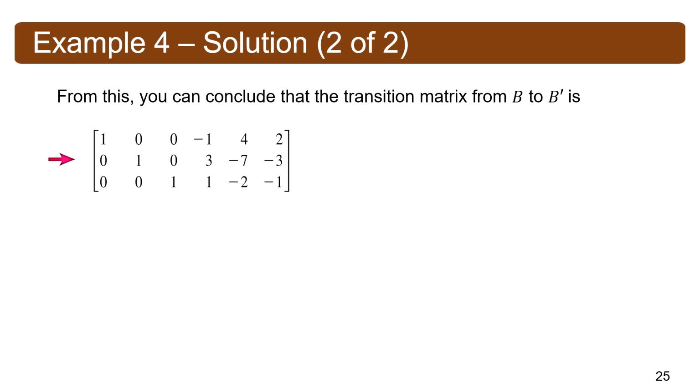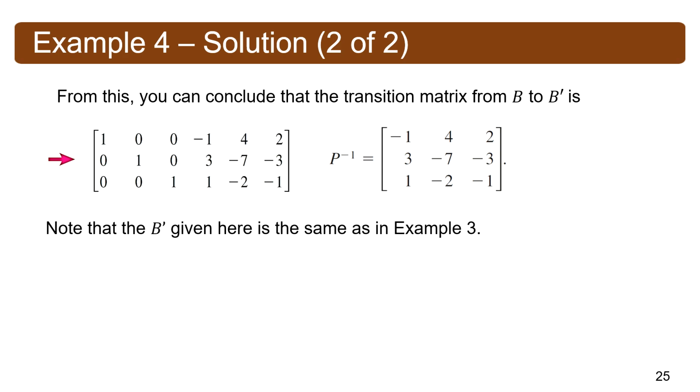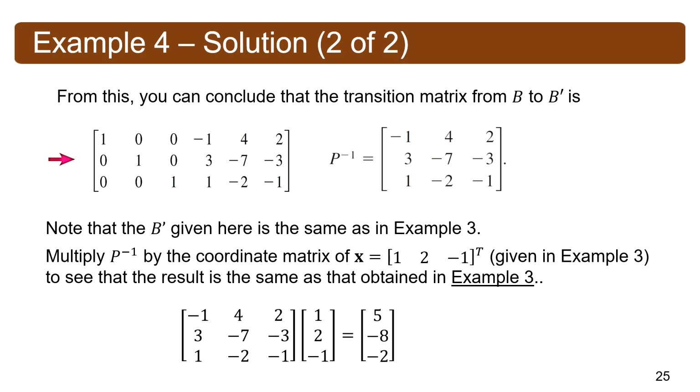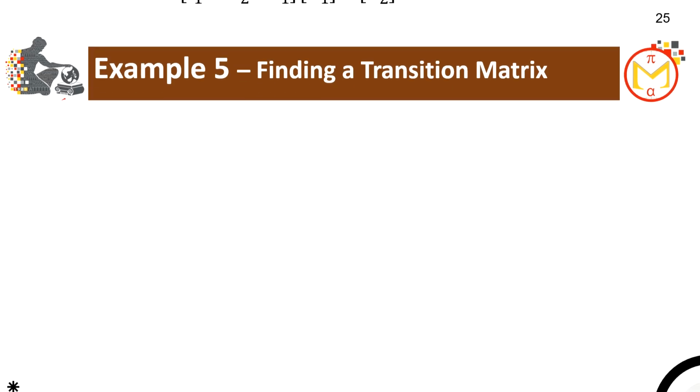So you can conclude that the transition matrix from B to B prime is P inverse, as given. And note that the B prime given here is the same as in example 3. When you multiply P inverse by the coordinate matrix, which is given in example 3, you can see the result is the same.